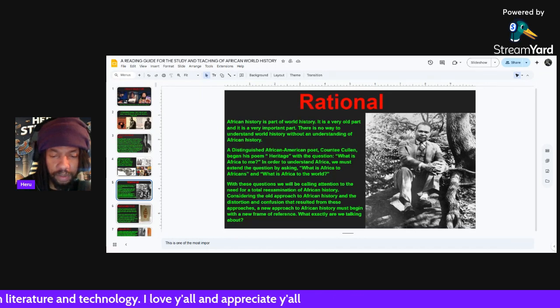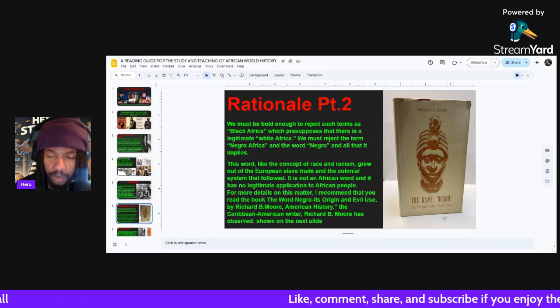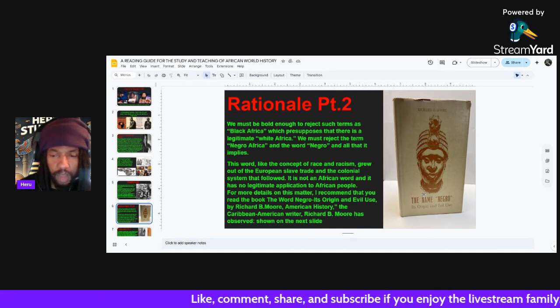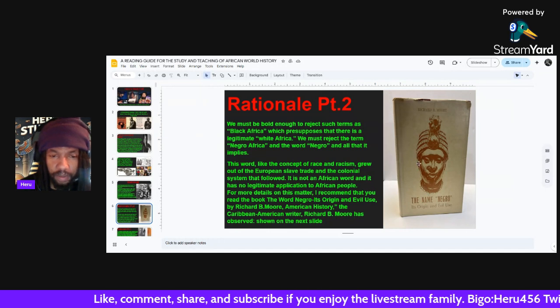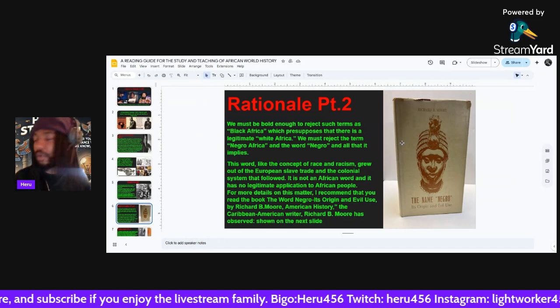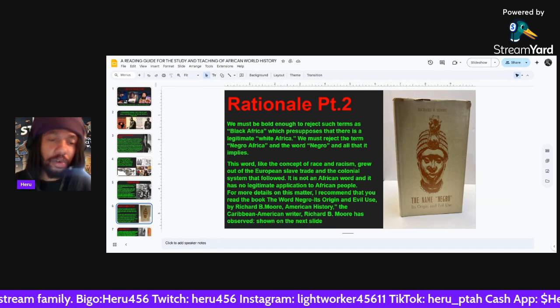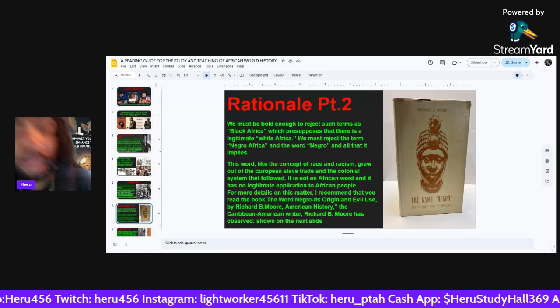What exactly are we talking about? Rationale, part two. And go get this. This is good. Go get this book by Richard B. Moore, The Name Negro: Its Origin and Evil Use. I got this book. Go get this book. It's a good read. You know, some books are just good to have in your library where you can grab them at any time and just kick back and comb through it. But check this out, right?